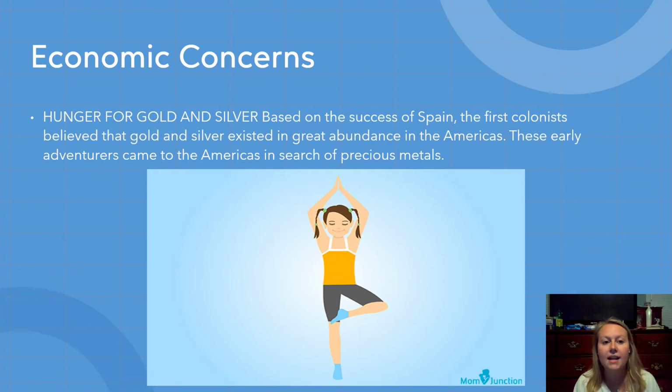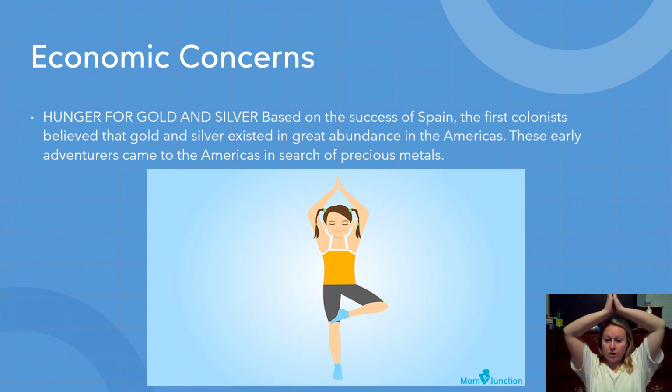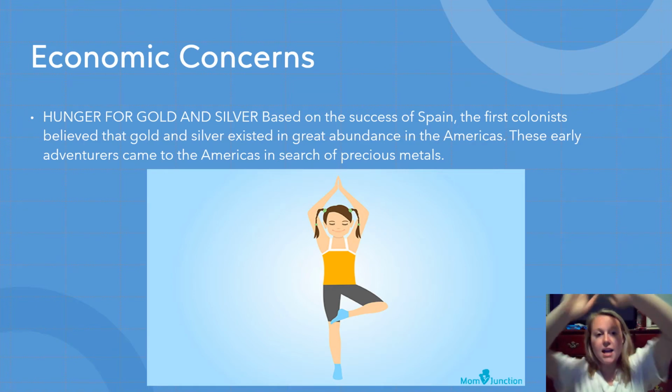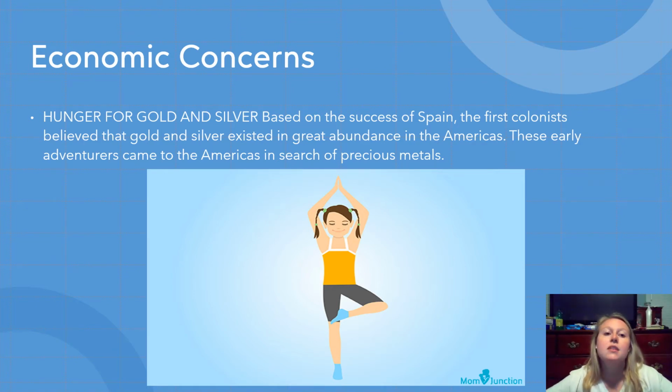All right, our next slide has to do with economic concerns. For this balance pose, you are going to stand on one leg. You're going to put the tip of your toe into your knee, and then you're going to hold your hands above your head like so. Okay, go ahead and find your pose and take a deep breath. The second reason that the settlers came to America was for economic concerns, hunger for gold and silver. Based on the success of Spain, the first colonists believed that gold and silver existed in great abundance in the Americas. These early adventurers came to the Americas in search of precious metals.